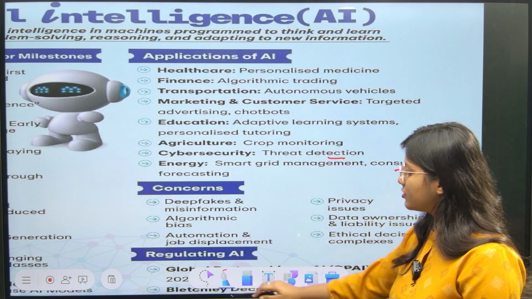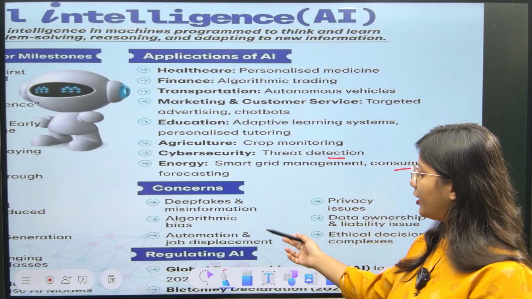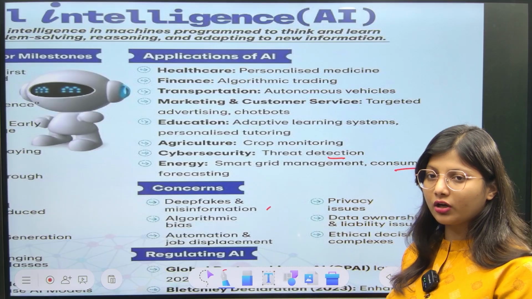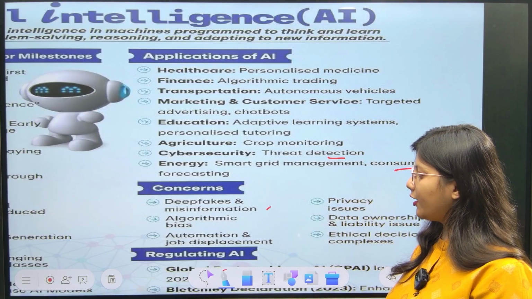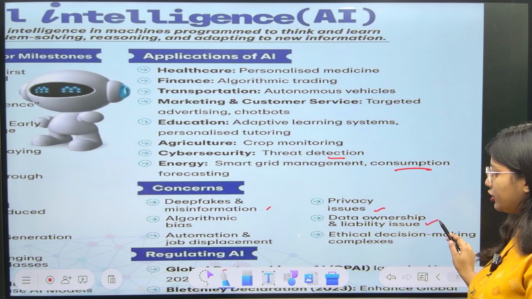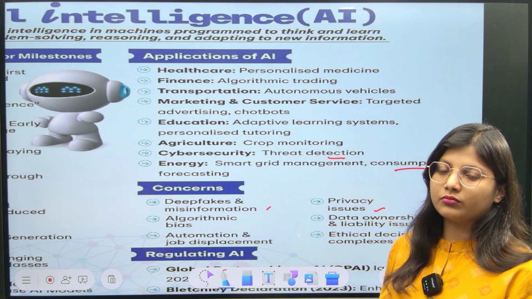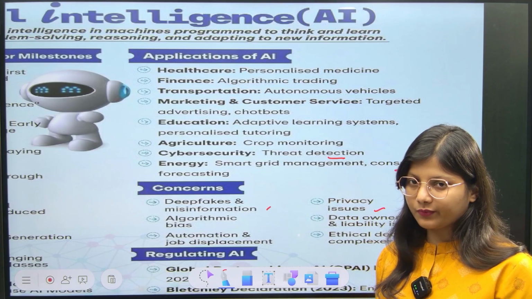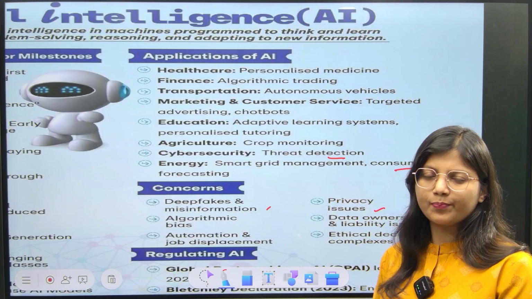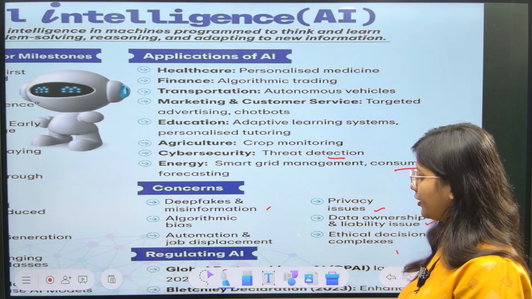Then what are the concerns? The concerns are deepfakes and misinformation, algorithmic bias, automation and job displacement, privacy issues, data ownership and liability issues, then ethical decision making. AI lacks ethical decision making, because how a human can give an ethical decision, AI cannot do that. So it is lacking it. That's why there are concerns for that.